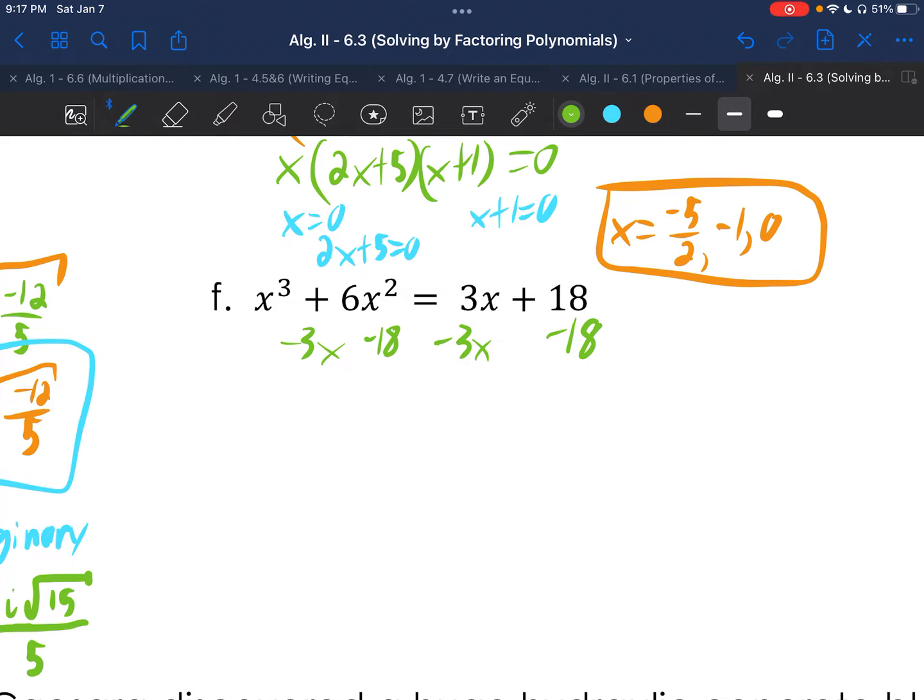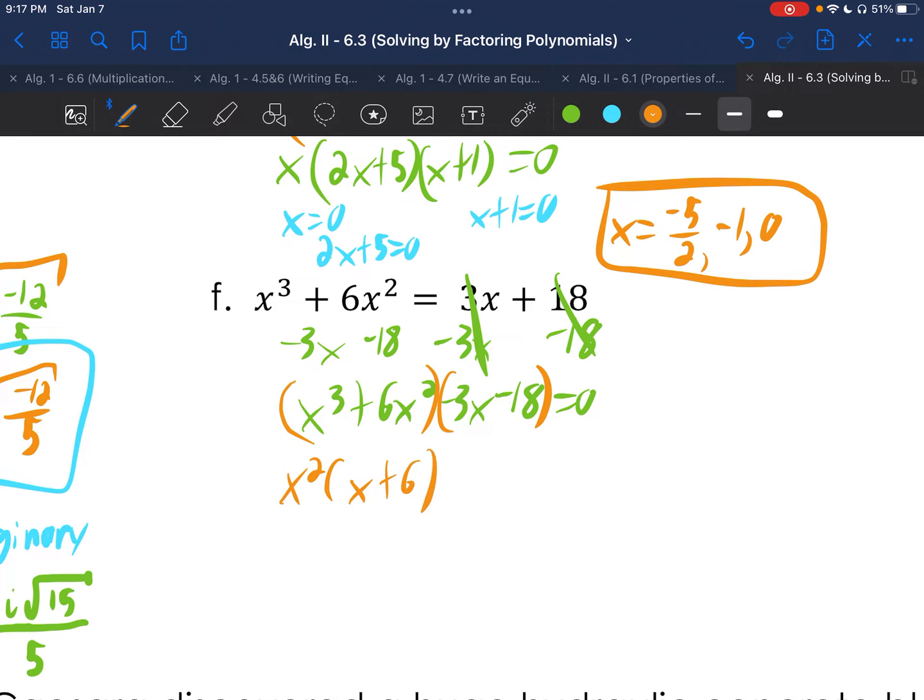And as we subtract them, we notice there's no like terms on the left side. So we do x cubed plus 6x squared minus 3x minus 18, and it equals 0. Group the first two, group the last two, since it's 4 terms and there's no GCF. First two have x squared in common, and we're left with x plus 6. Second two have a negative 3 in common, and we're left with x plus 6.